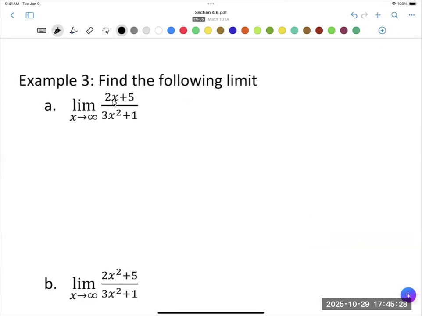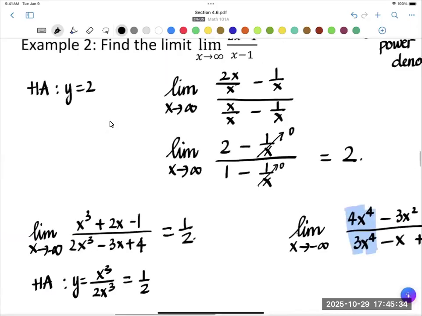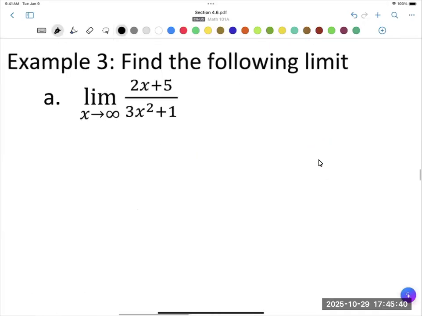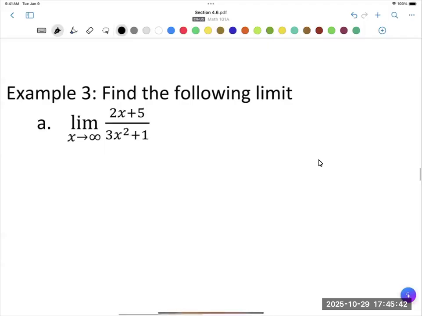What about the one where they don't have the same degree? What do we do? Okay, so let's apply the same technique that we used above first. Divide every term by the highest power in the denominator. So which one is the highest power? The highest power in the denominator is x squared. So I'm going to divide every single term by x squared.